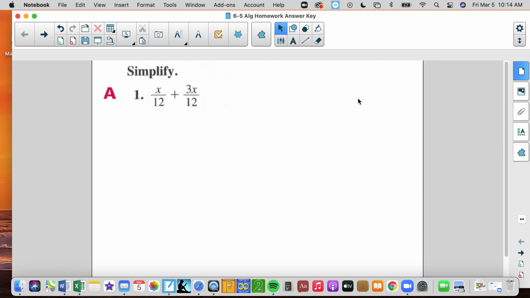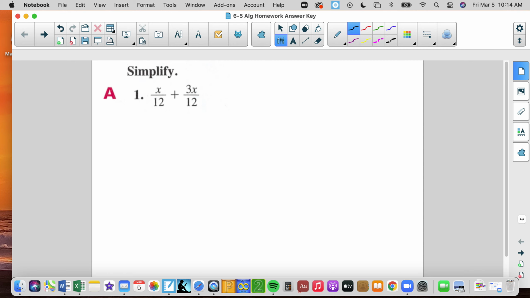All right, let's take a look at the 6-5 algebra homework answer key. This is the answer key, so we're going to go over the homework problems. And as stated in class, we are adding rational fractions. Rational typically means that they can be represented as a fraction.